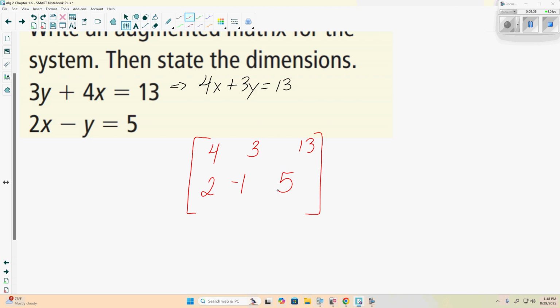Now looking at this here, how many rows do we have? 2. How many columns do we have? 3. So the dimensions are 2 by 3.